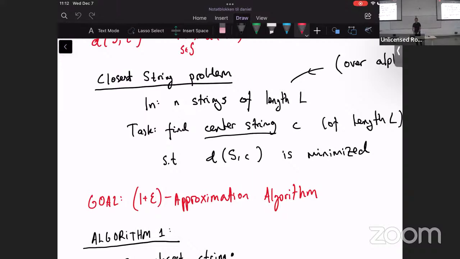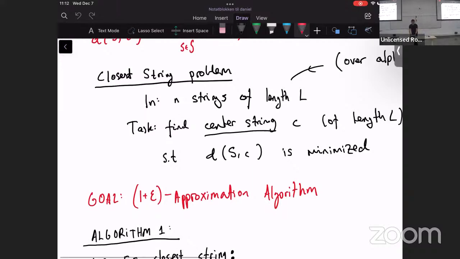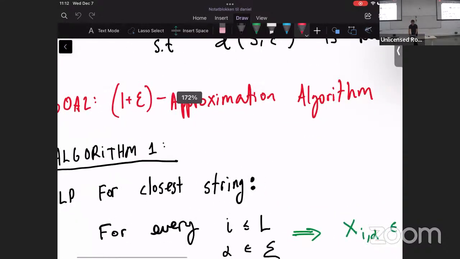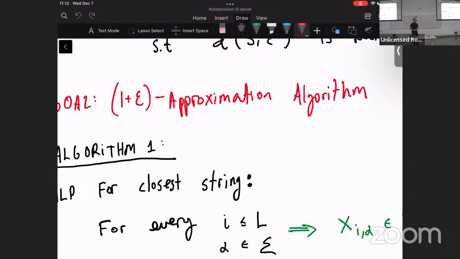Now, what we're going to do is to ask, well, what is the best we can do in polynomial time? Can we get an approximation algorithm? And in fact, we're going to get the best type of approximation algorithms one can hope for, namely a polynomial time approximation scheme. So an algorithm that for every fixed epsilon greater than 0 will find a 1 plus epsilon approximate solution in polynomial time.